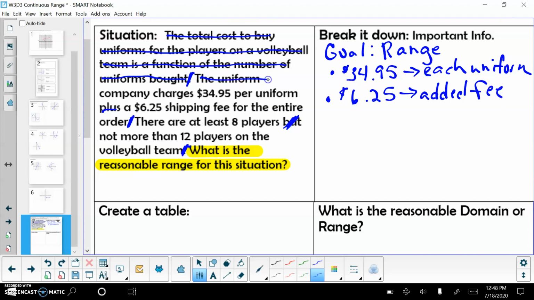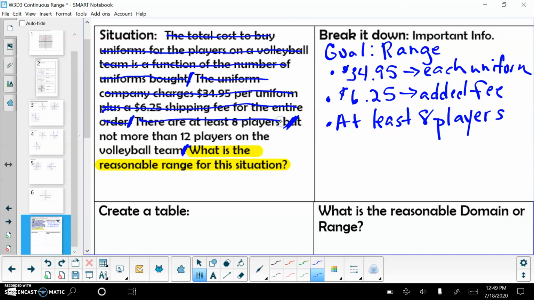And then I'm going to mark through that section because we've dealt with it. The third little section says there are at least 8 players, and yes, there is something mathematically important there, the fact that you have to have at least 8 players, and I am going to put those qualifying words because that doesn't mean you have to have just 8 players. At least 8 players means not 6, not 7. You have to have at least 8, but you could also have 9, and that's important because that means at least 8 uniforms must be bought.